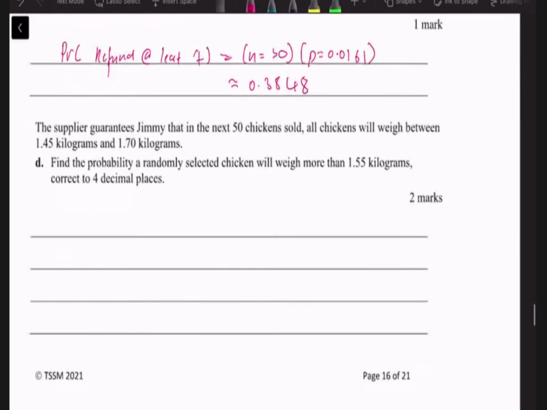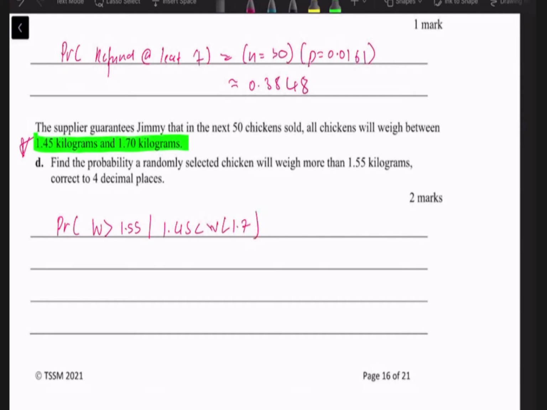So the next question is that the supplier guarantees that the next 50 chickens all weigh between these values. So this is a hidden given question. This implies that this is a given statement, so that's important to note. And then find the probability that a random chicken will weigh more than 1.55 grams. So this is asking for the probability that W is greater than 1.55, given that it's between 1.45 and 1.7.